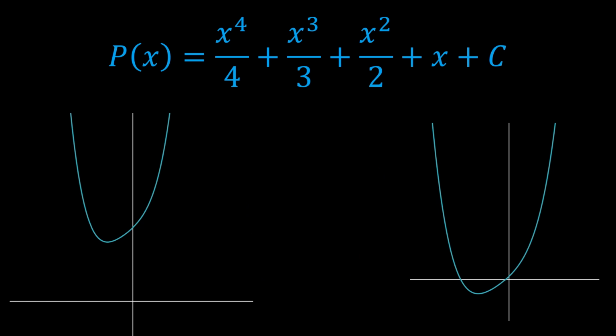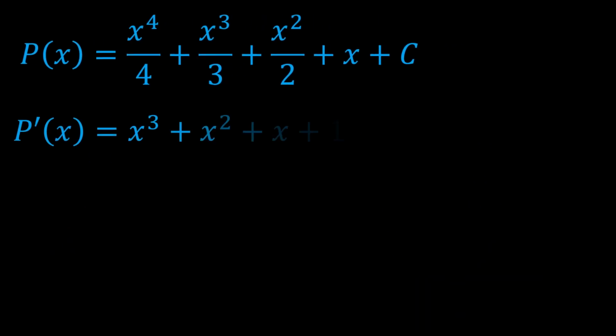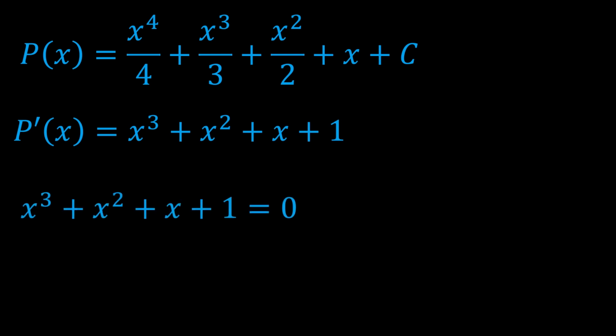This tells us that p of x actually has a single stationary point, and that stationary point is the global minimum. In order for there to be no real roots, we need this global minimum to be positive, as you can see. Let's try to find this global minimum by differentiating and setting the derivative to 0.